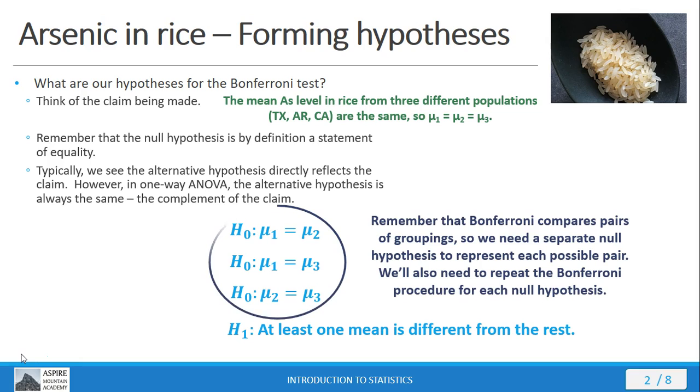So remember, with Bonferroni, we've got to write a separate null hypothesis because we're conducting a separate test with a different null hypothesis on an individual pairing. We don't have to do that with the alternative hypothesis because the alternative hypothesis is the same for all 3 of those tests that we're going to conduct.